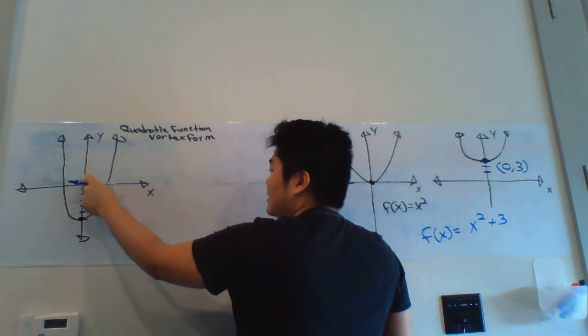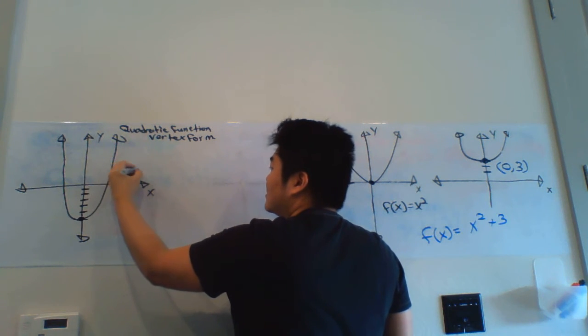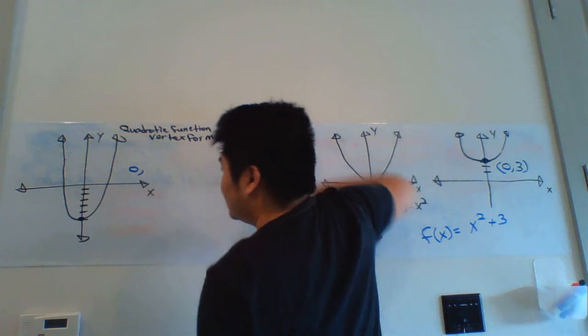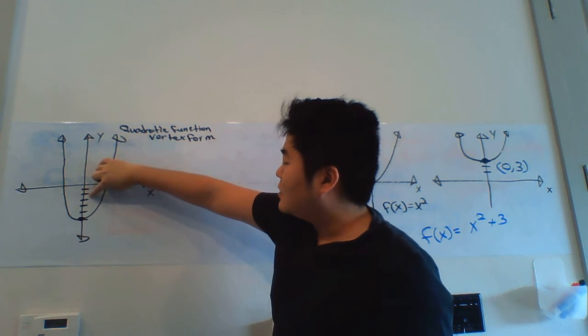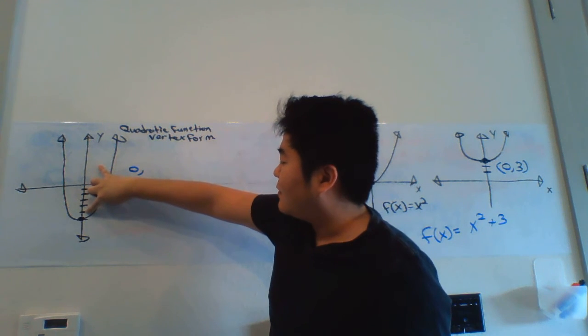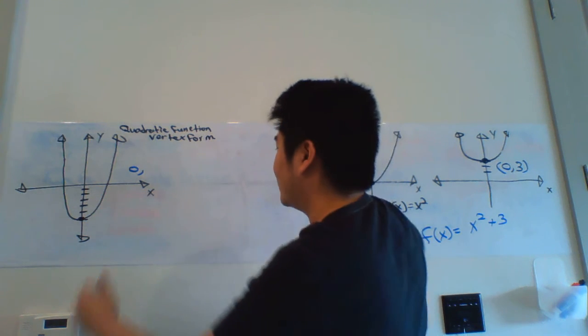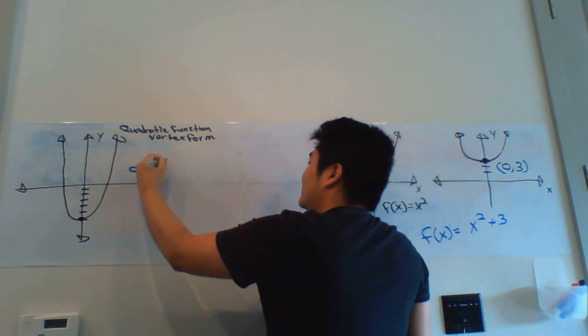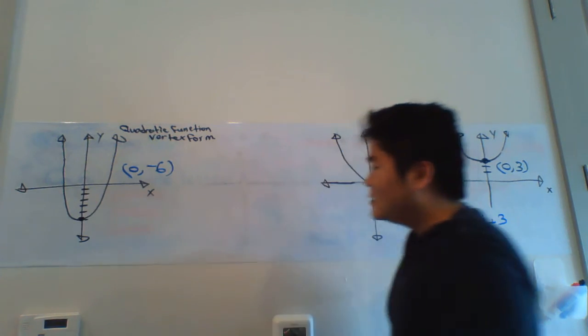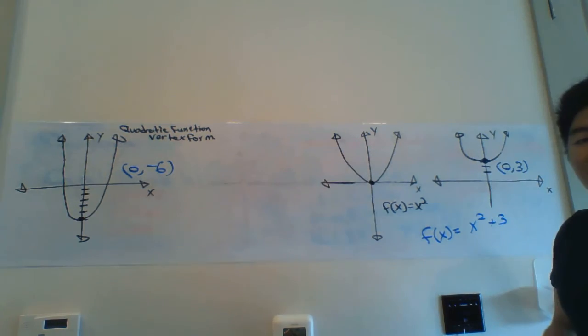Start at the origin. I don't go left or right, so it's 0, comma, 1, 2, negative 3, negative 4, negative 5, negative 6. I can count, right? So negative 6. And that's my vertex.